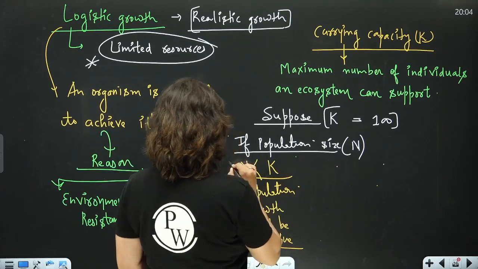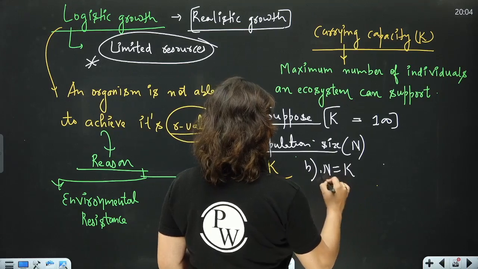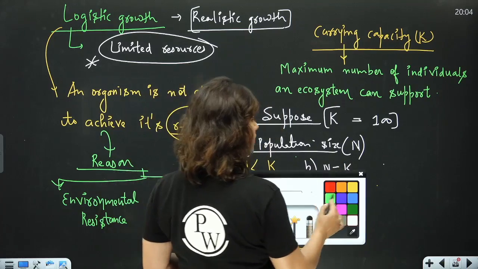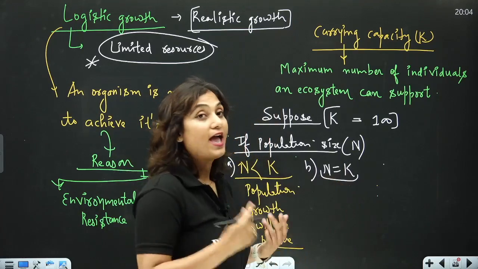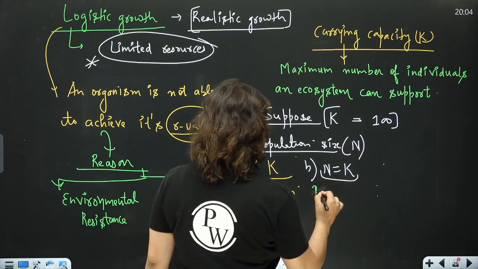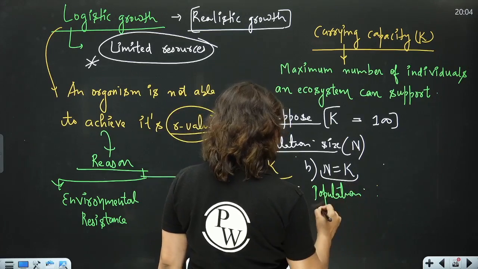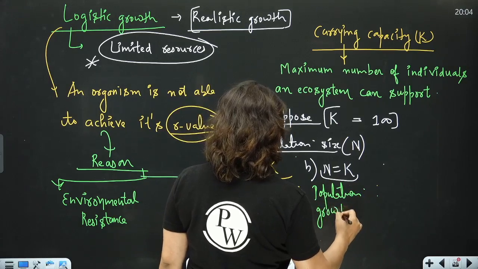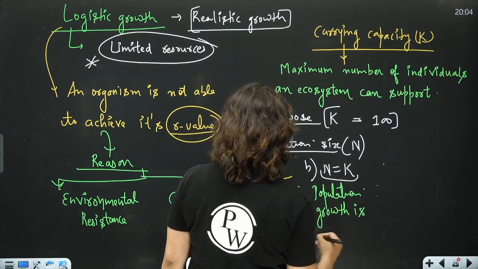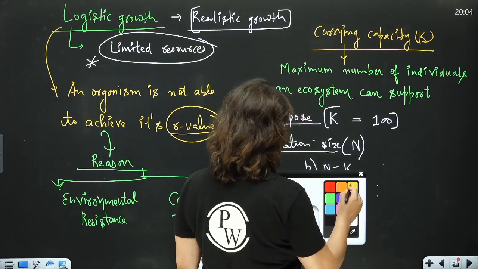But if the population size becomes equal to K, that means the ecosystem can support 100 individuals and there are 100 individuals in the ecosystem. So now the population growth will be 0. The population will not grow further. It will become static. So population growth is 0. It will not further increase. It will remain the same.